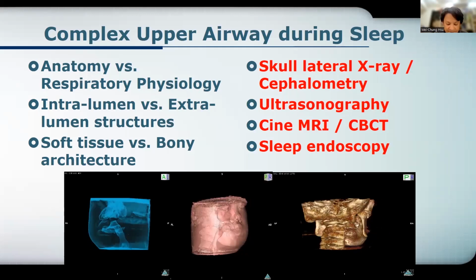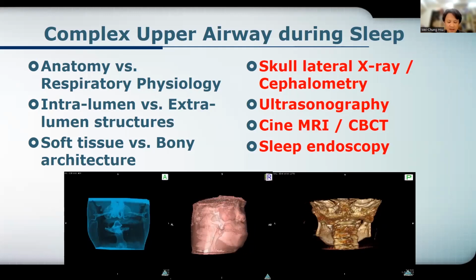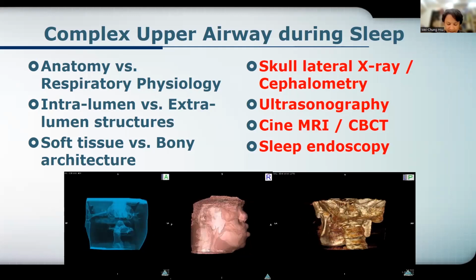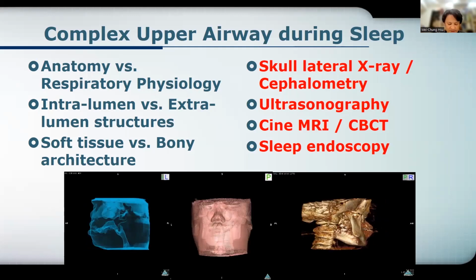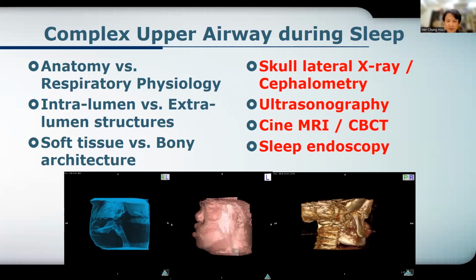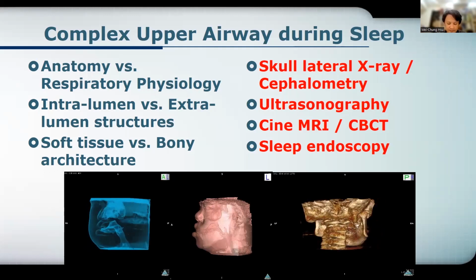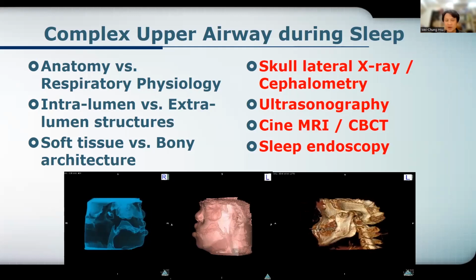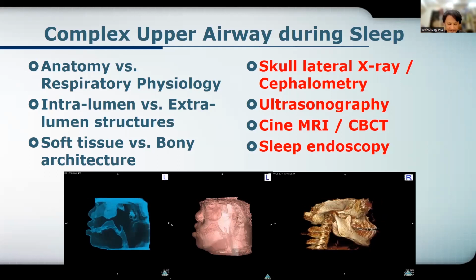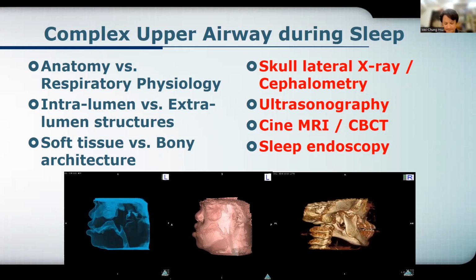The upper airway has a very complex anatomy and respiratory physiology, especially during sleep. We need to know the intraluminal airway space and the extraluminal structures, both the soft tissue and the bony architecture. Therefore, by utilizing multiple imaging modalities combined together, we should be able to comprehensively evaluate the patient before treatment and move toward holistic care for each patient by precision medicine.